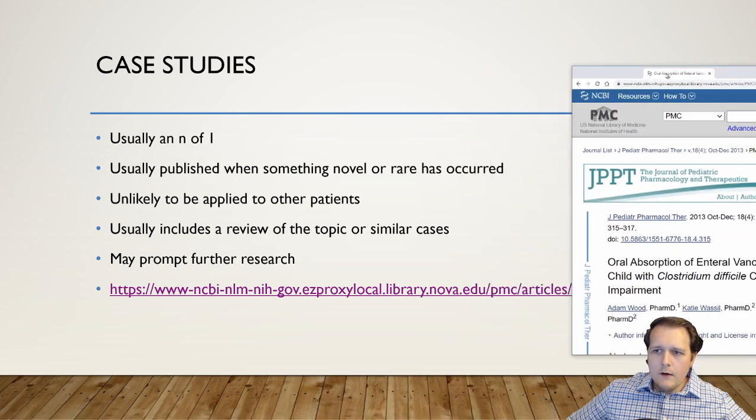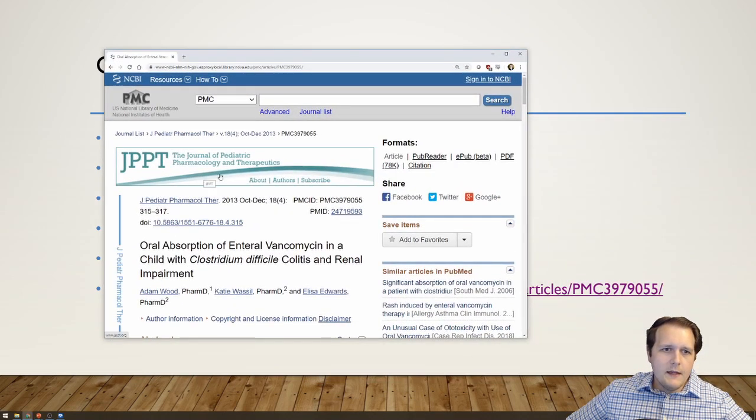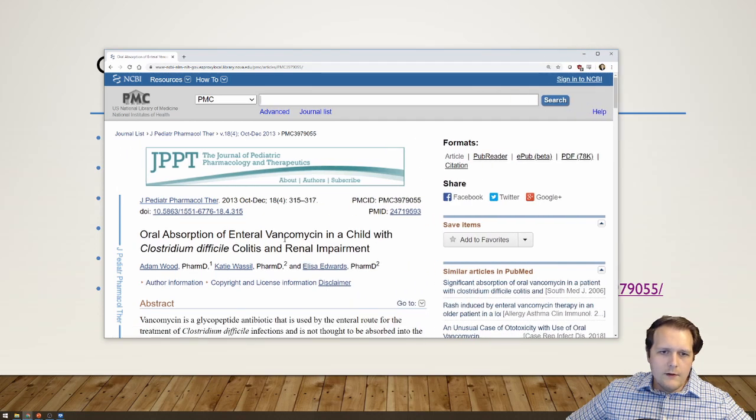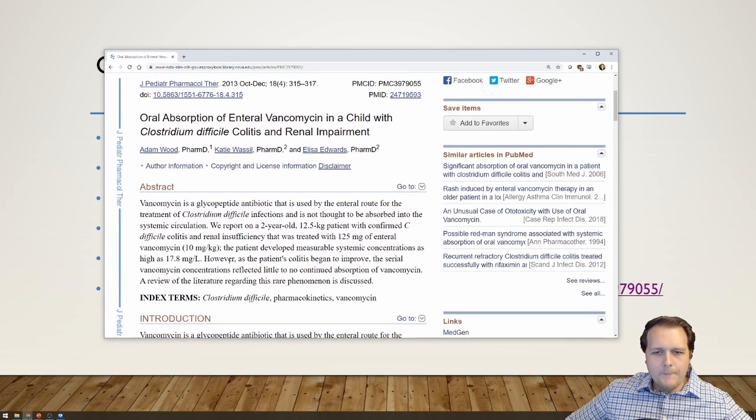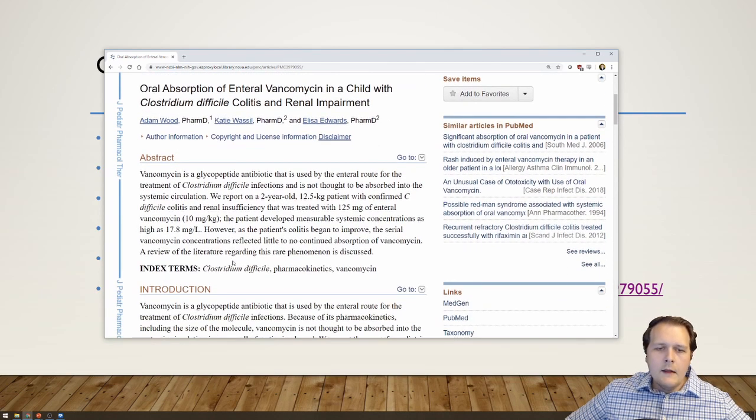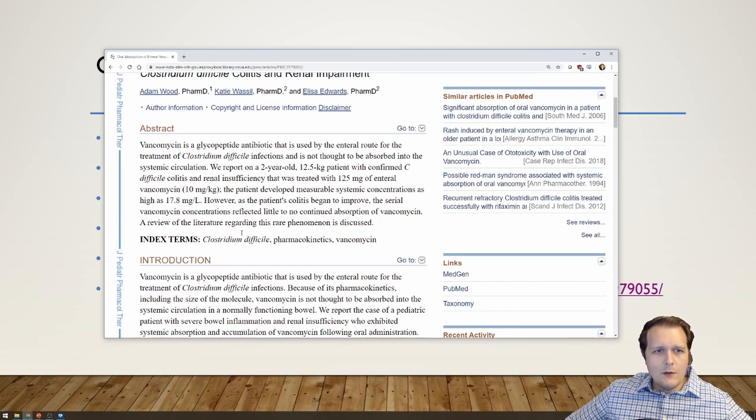And so pulling it up here, this is from the Journal of Pediatric Pharmacology and Therapeutics. It's the oral absorption of enteral vancomycin in a child with Clostridium difficile colitis and renal impairment. Written back in 2013, which is painful how old this article is, and written by a couple nobodies. I wouldn't worry about the authors too much here, but point being, all kidding aside, this is actually something that I saw while on rotations during my fellowship, and I thought was really interesting and something we don't see too frequently.